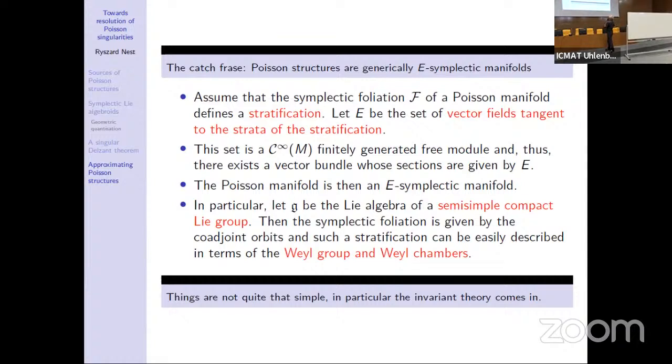So, what was the idea? Suppose I've got this Poisson manifold, and I look at the symplectic foliation. Now that gives me a nice stratification, right? Then my Lie algebroid will be the one I talked about before. Look at vector fields which are tangent to strata. Okay, it's a Lie algebroid.